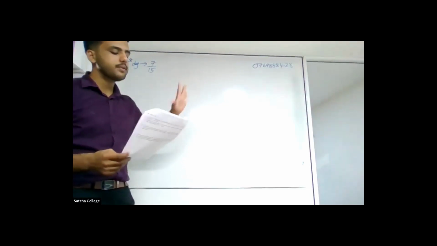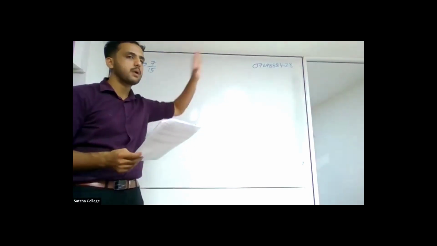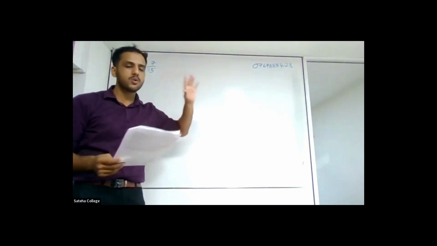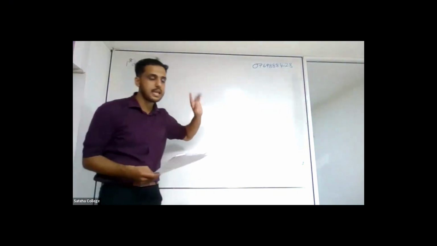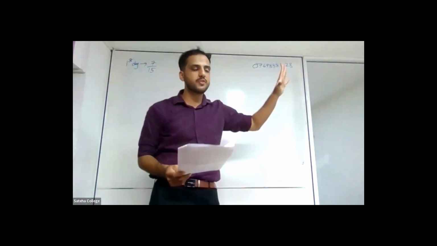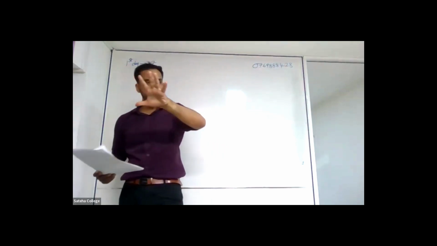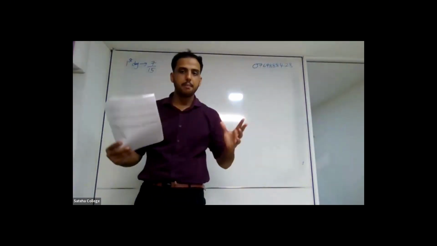So can you add 7/15 and 1/4? No, you can't. Okay, they are not from the total. 7/15 is from the total, 1/4 is from the remaining. So you can't add them, remember.